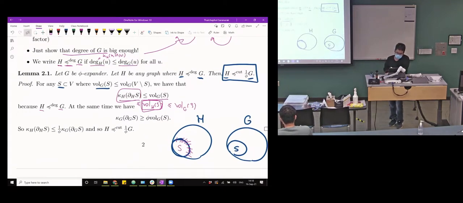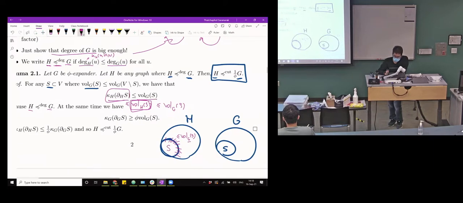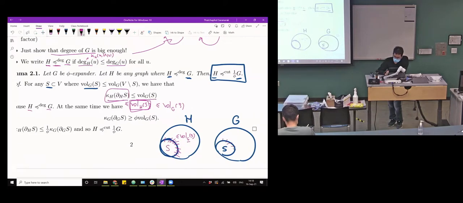All right. So this thing is trivially at most the volume of G. But how large is this cut in G? Because it's an expander, it's going to be at least phi times the volume.